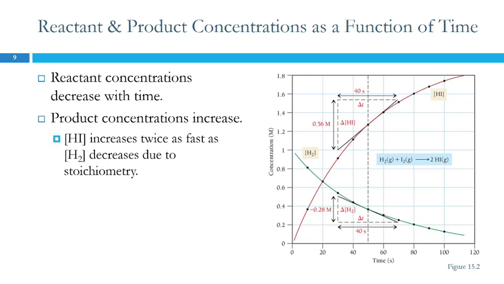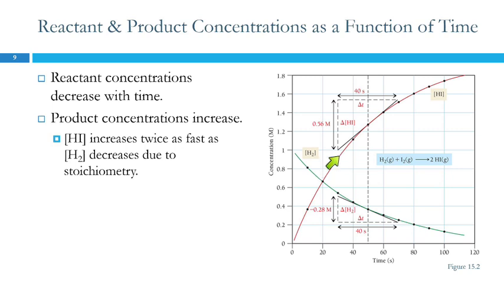So reactant concentrations are going to change with time. They're going to decrease. So here we have a graph showing concentration as a function of time. So this is the hydrogen concentration. It started at 1, and as time goes on, it's going to decrease because it's reacting, it's disappearing. This red curve is showing the concentration of the product HI. So this is increasing. So the reactant concentrations are decreasing, the product concentrations are increasing. Does that make sense?